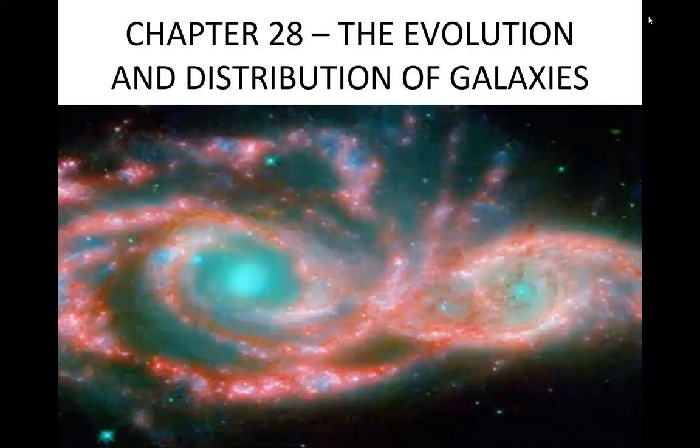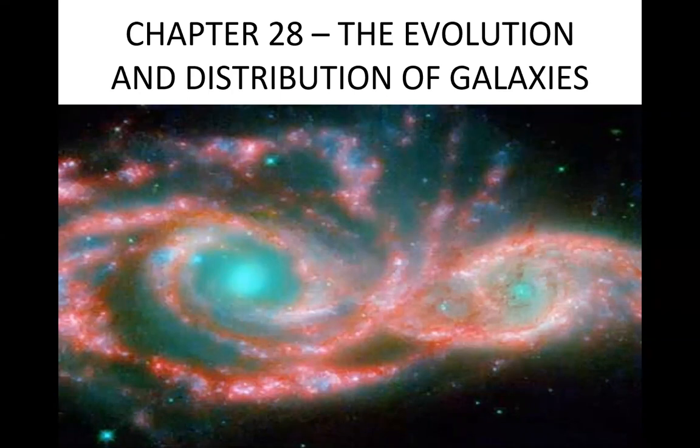Welcome back, everybody. Second to last chapter of the semester. We're going to focus on this idea of the evolution and the distribution of galaxies. Similar to chapter 27, this is a relatively short chapter. And like chapter 27, it's packed with a lot of high-level ideas that are difficult to grasp the first time around. So don't feel bad, don't feel ashamed if you have to read this chapter a second time to get a full appreciation for the ideas that are discussed.